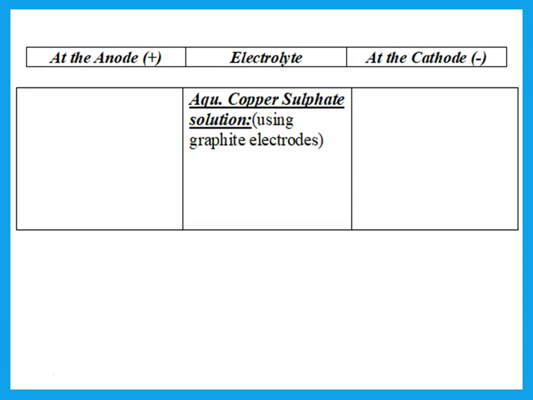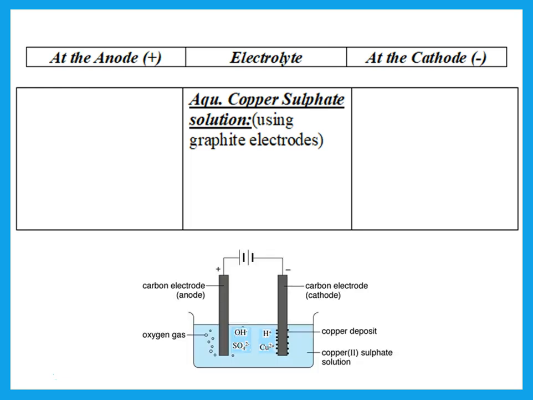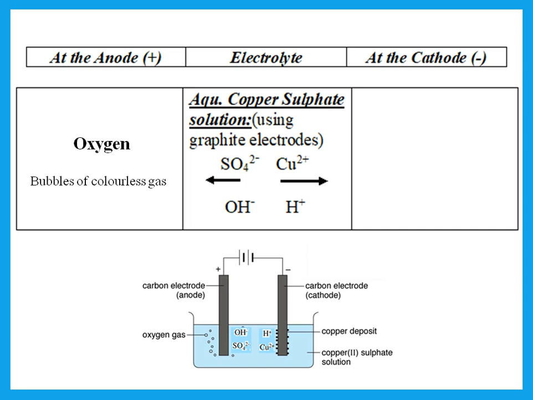If I'm doing electrolysis of aqueous copper sulfate, I have copper ions and sulfate ions, and I also have H plus and OH minus from the water. Which one is going to react at the anode? At the anode, I have a choice between sulfate and hydroxide. Please remember, when I have a choice between sulfate and hydroxide, it is the hydroxide that always reacts.